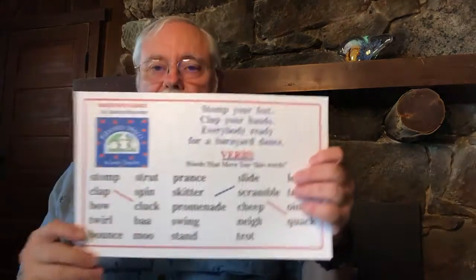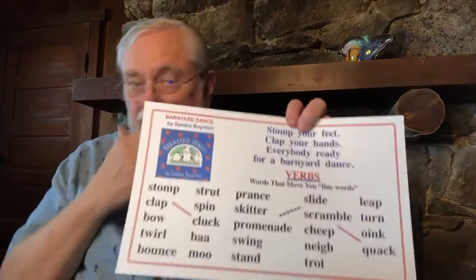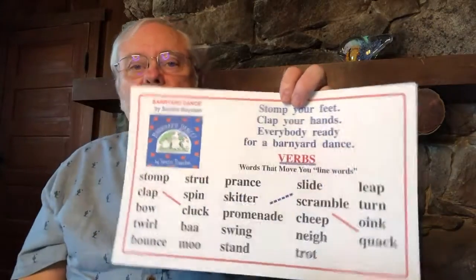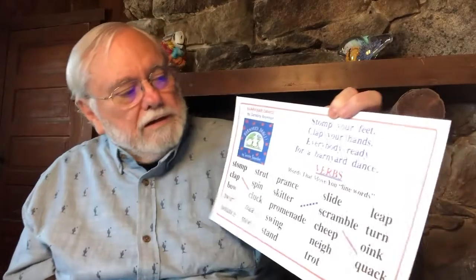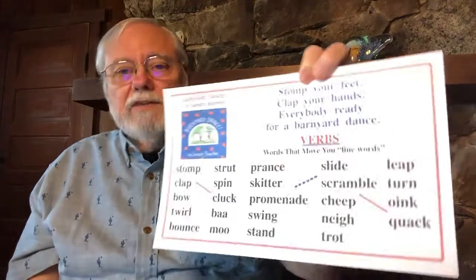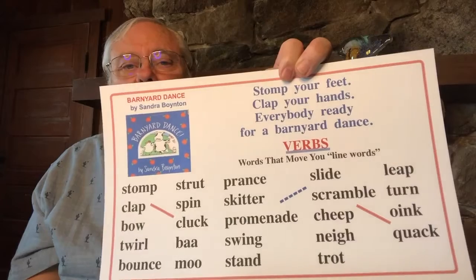Now, to find all of those words, we need books that show us lots of words that we can use. So we could read Barnyard Dance. It's one of my favorites for introducing verbs, and it sounds like this. Stomp your feet, clap your hands, everybody ready for a barnyard dance. And it's got all of these verbs included in that book, and I used some of those verbs when we were doing our labeling so that we can remember the word verb.